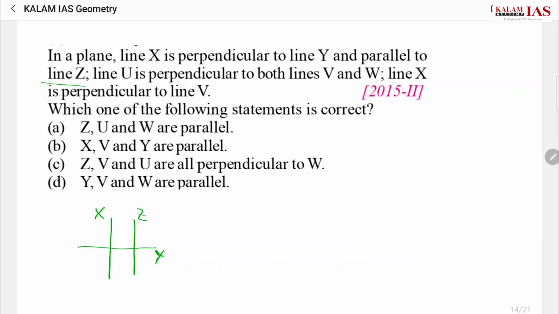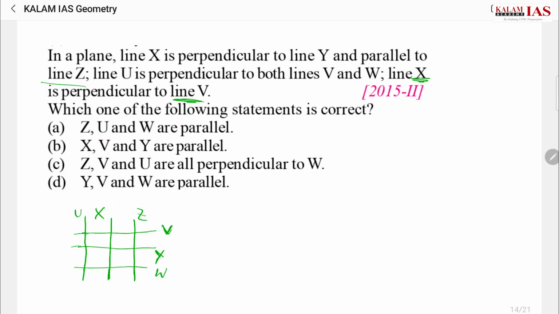Now line u is perpendicular to both lines v and w. And line x is perpendicular to line v. So v can be something like this. It is perpendicular to x. Now it is said line u is perpendicular to both lines v and w. Now u is perpendicular to v. That means u can be something like this. This is u. And now u is perpendicular to w also. So w should be something like this.